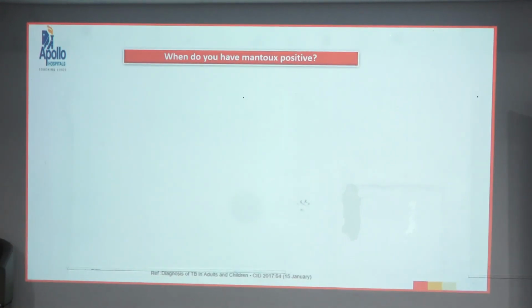Now, when do you have a Mantoux positive? It is very important to understand that Mantoux is a PPD. It is an in vivo test. Mantoux will come positive in three cases: in TB infections, in BCG vaccinated individuals, and also in non-tuberculous mycobacteria. So now it becomes very difficult. If the patient is Mantoux positive, we do not know which treatment to start. Should we start AKT or should we start non-tuberculous mycobacteria treatment?